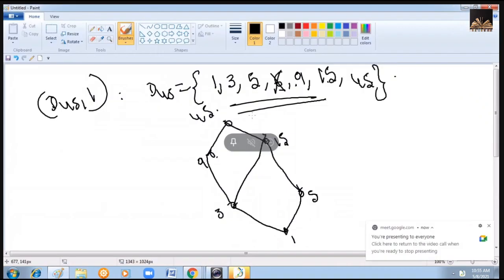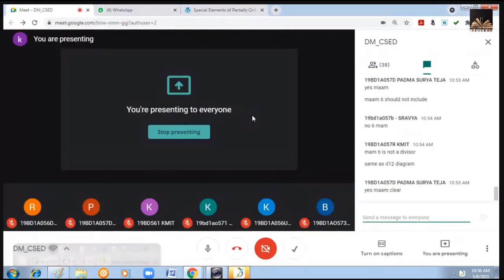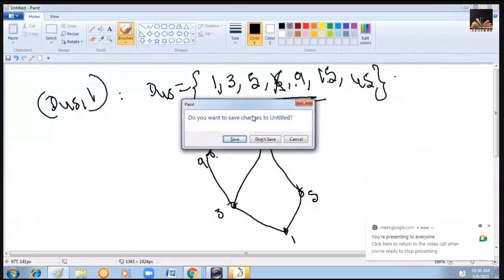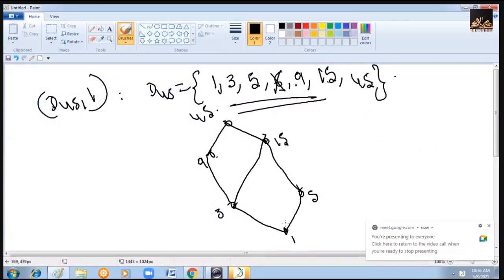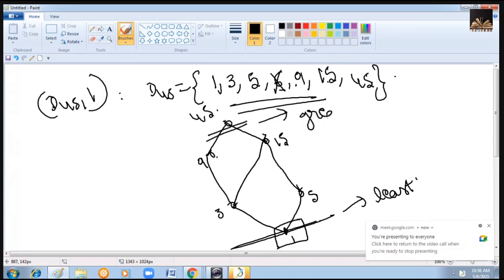Yes, same as D12 only. But the vertices are different, that is, the set elements are different. Maybe the diagram may be the same, but the set elements may be different. So in any hash diagram, the element which is present at the lowest level is known as the least element, and the element present at the higher level is known as the greatest element. So in this case, 45 is the greatest element, 1 is the least element.